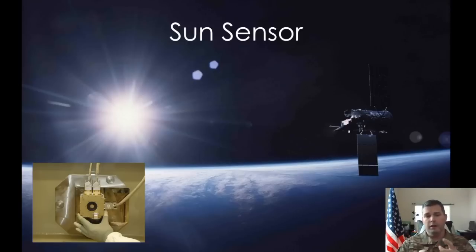Also, depending on where your sensor is, you might have to actually slew to see the sun, and you may not be able to determine your attitude while also accomplishing the mission simultaneously.